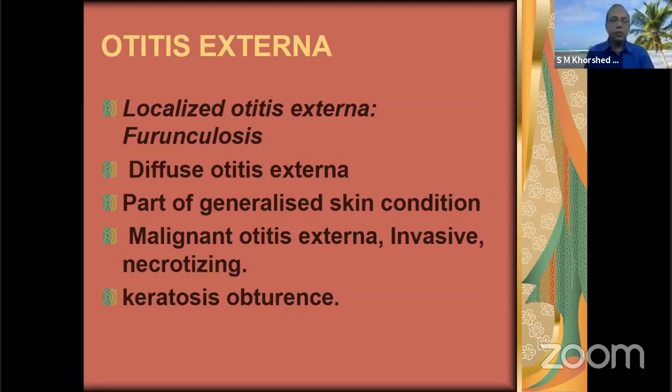And keratosis obturans is also a type of otitis externa. Sometimes it can be classified as a degenerative disease. Sometimes it can be a miscellaneous condition. Some people classify it in a different way, but it is a type of otitis externa also. So we will come to discuss all these diseases slowly.